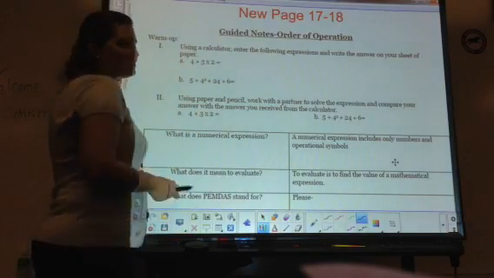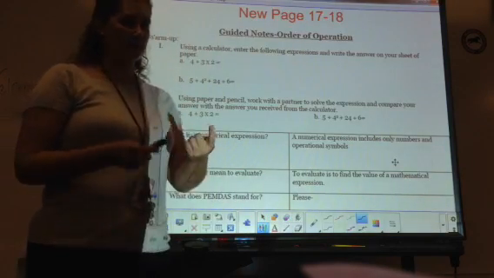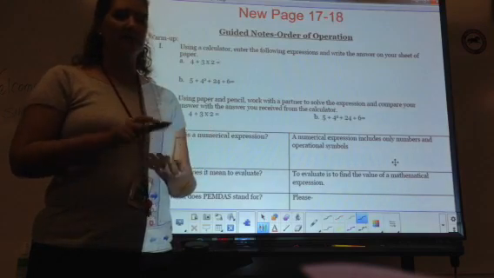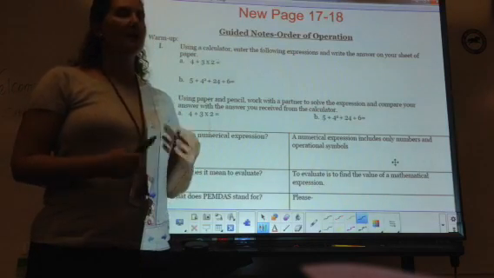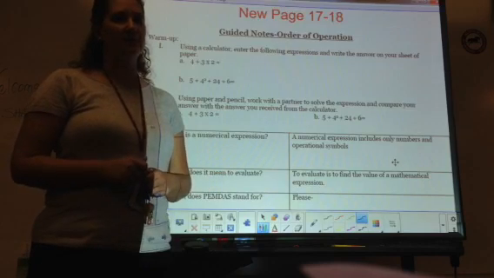The order of operations says that of the 4 operations, which are plus, minus, times, and divide, you have to do them in a particular order. Otherwise, for the same math problem, you get different answers.